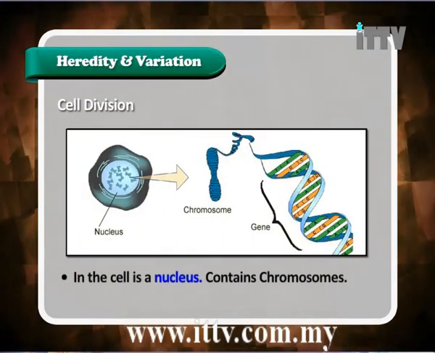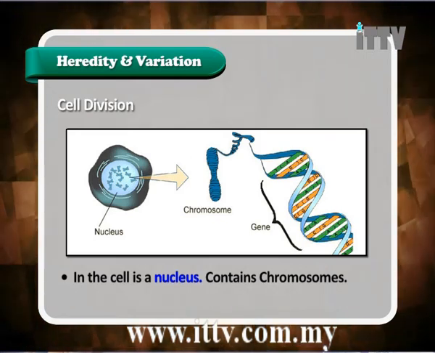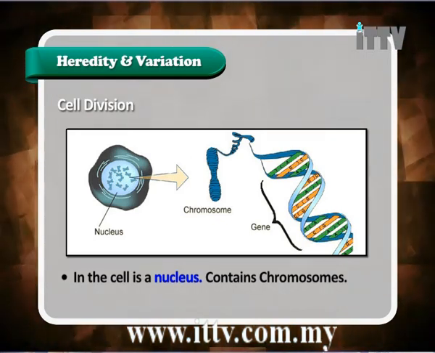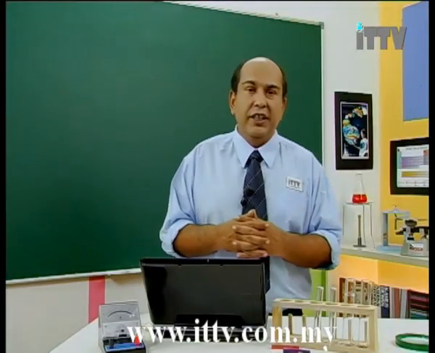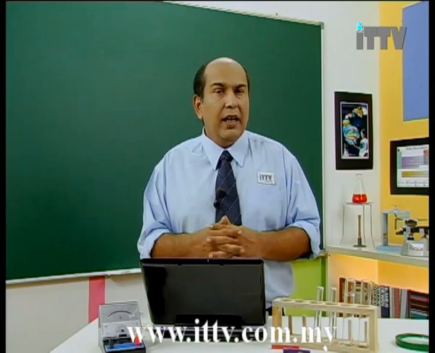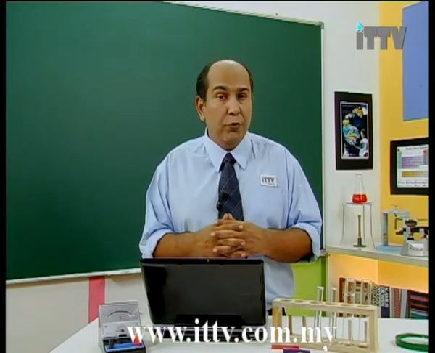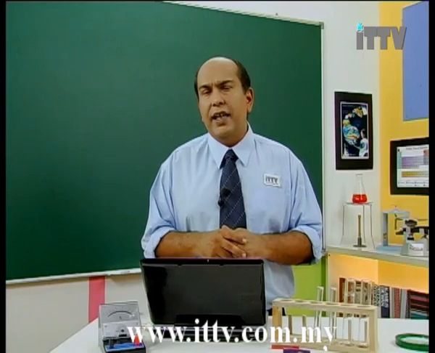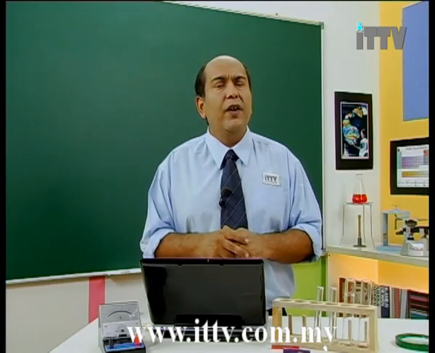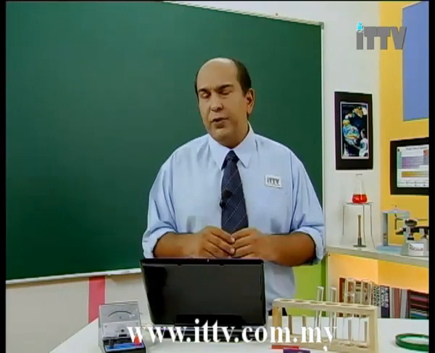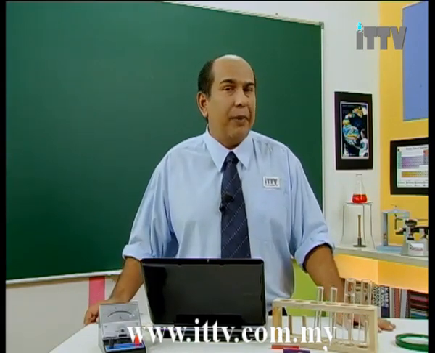In the cell is a nucleus, which contains chromosomes. So the beginning of our journey into genetics begins inside the nucleus. Inside the nucleus of a human cell are chromosomes. Altogether in our human cell, we have 46 chromosomes, or sometimes we say 23 pairs.